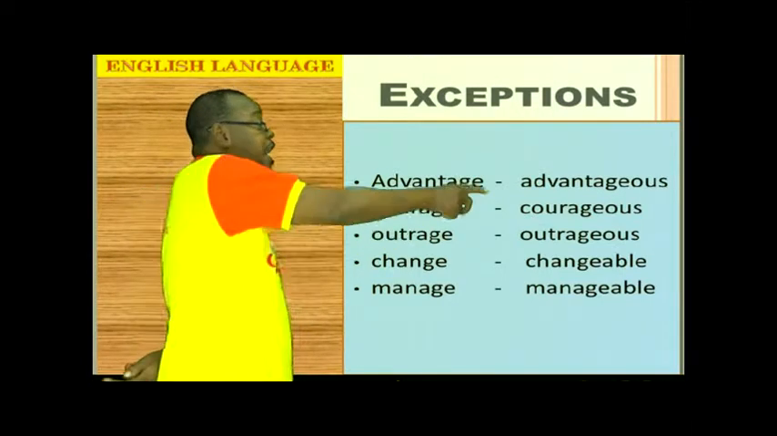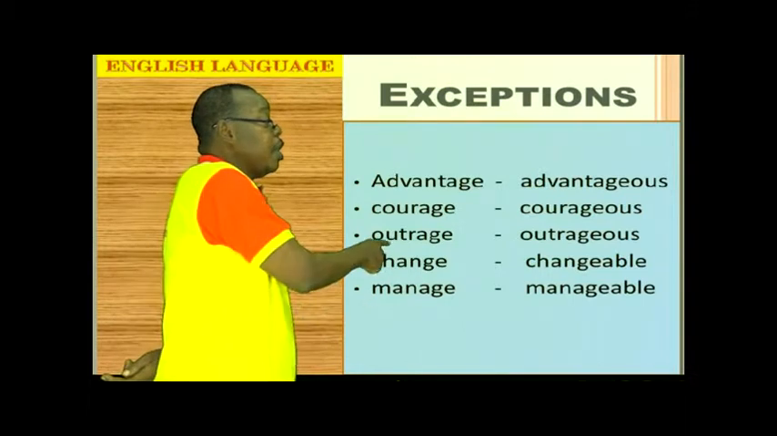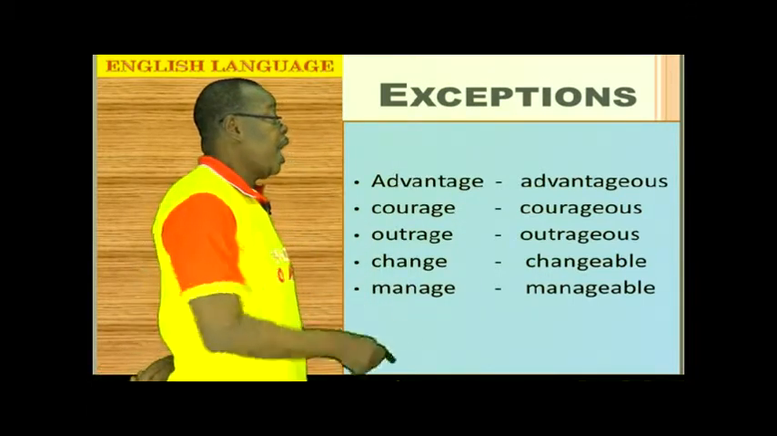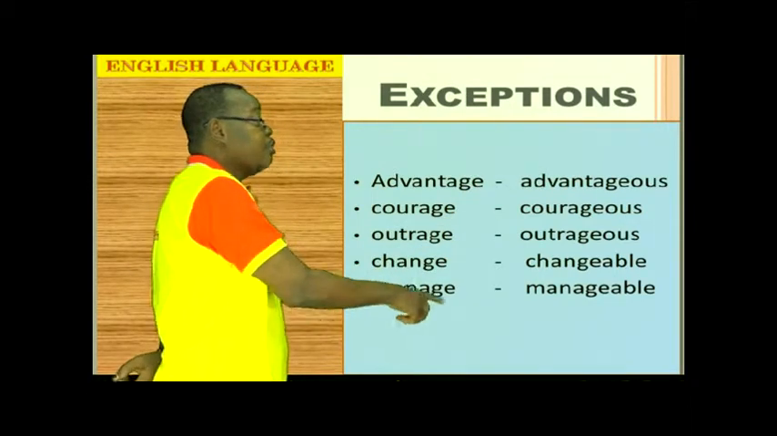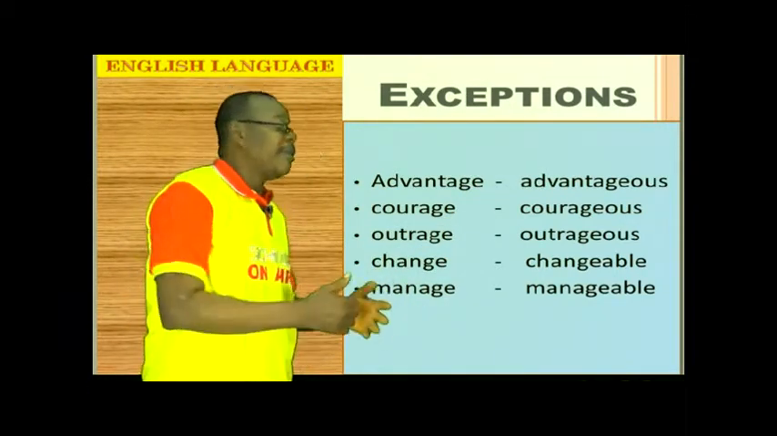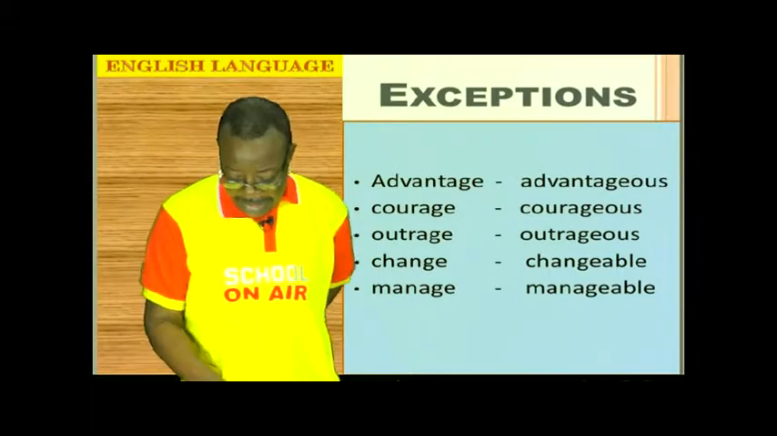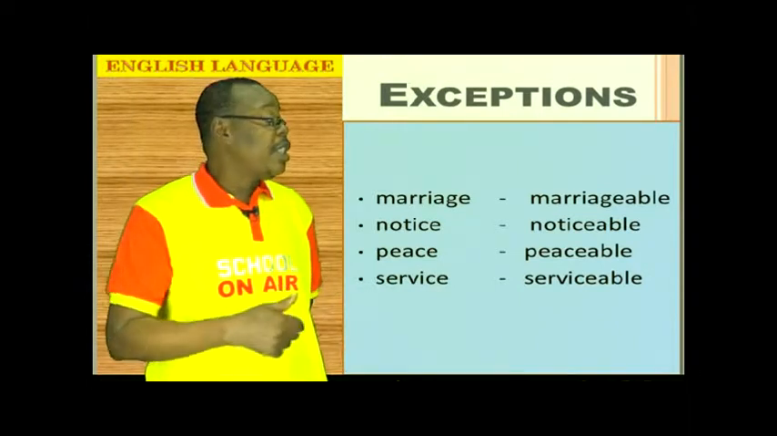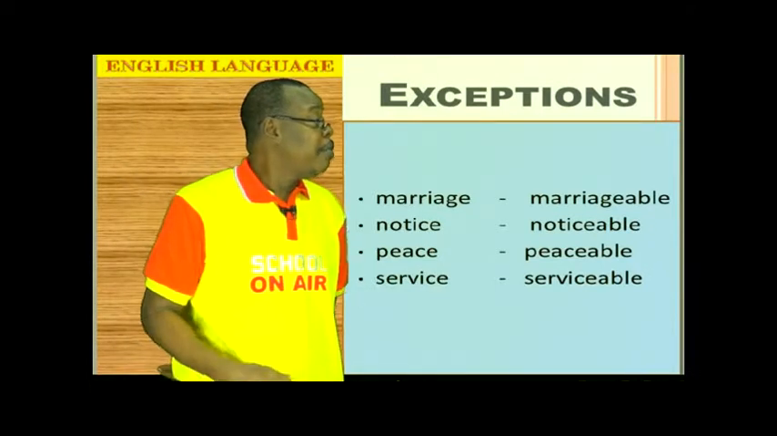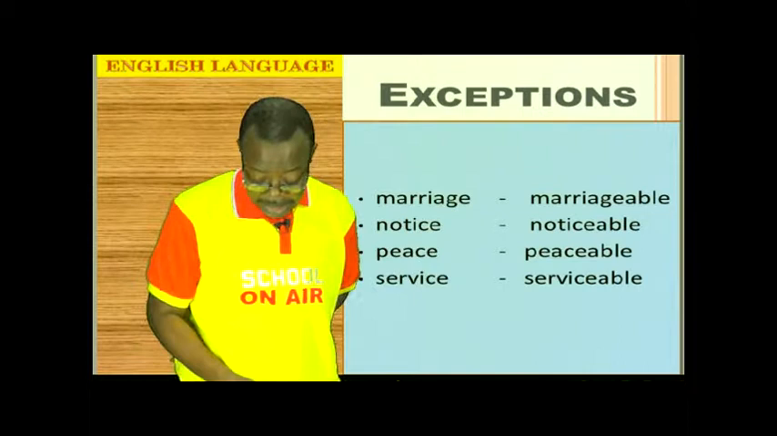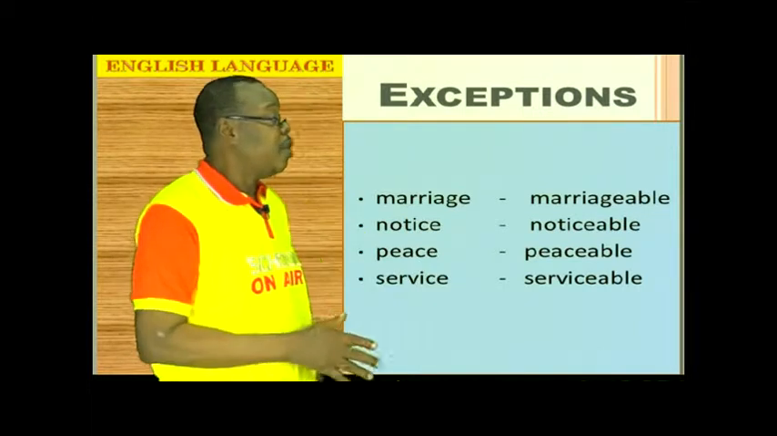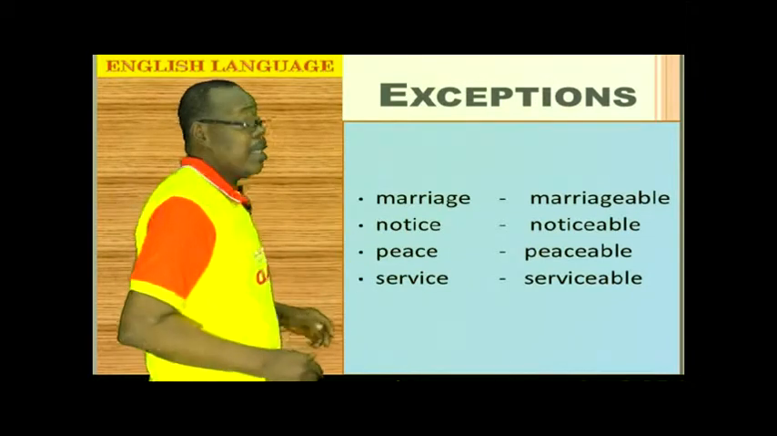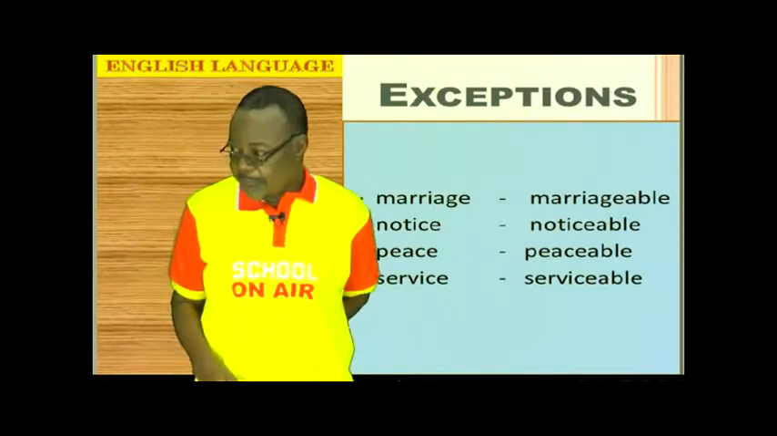And then I have, normally, exceptions to this rule. Advantage, what do you have? You have advantageous. You have courage. You don't drop the E in these ones. Change, changeable. Manage, manageable. Is that clear? So these are exceptions to the rule. Marriage, marriageable. Notice, noticeable. Peace, peaceable. And then finally you have service. Take note. You drop the E in some cases. You don't drop the E in some other cases.